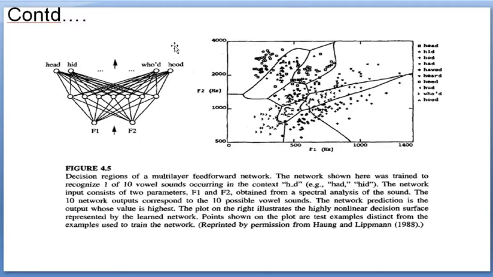So for that, we will give the speech signal over here, which is divided into two inputs, F1 and F2, obtained from the spectral analysis of the sound. So first we will do spectral analysis of the sound. Then this hidden network will take 10 possible vowel sounds from this speech, and that will be given to the output. The output will be calculated based on the highest values, the highest value of the spectrum, and then it will give the output like this.